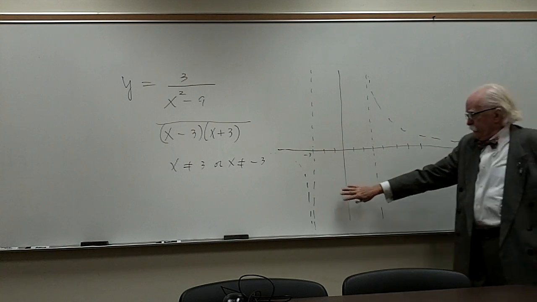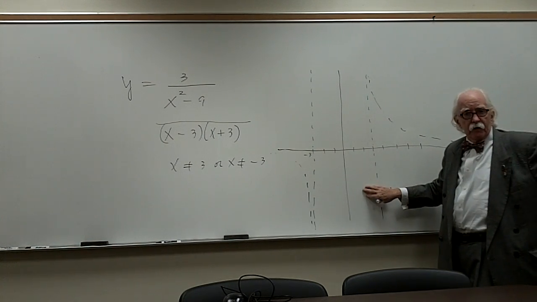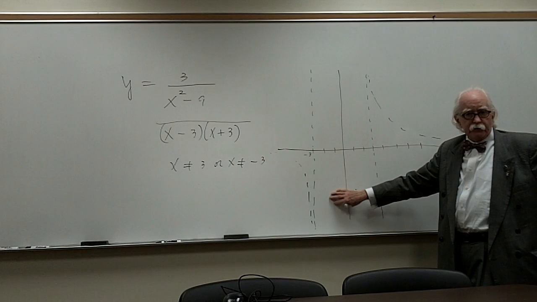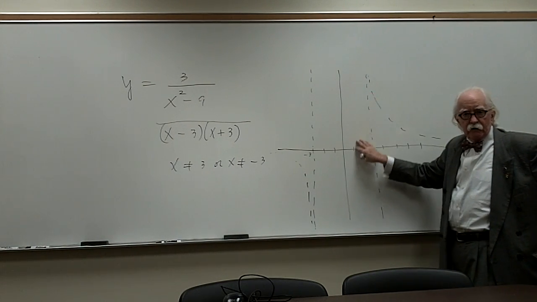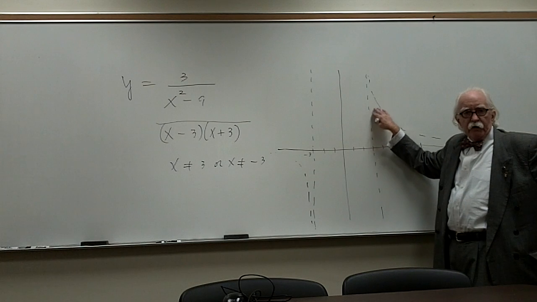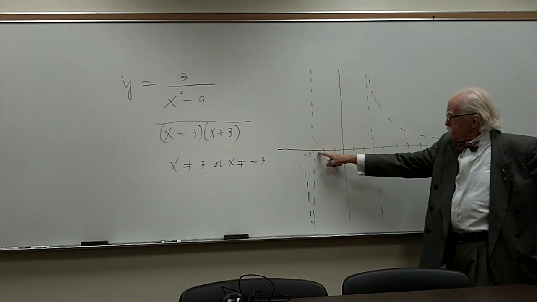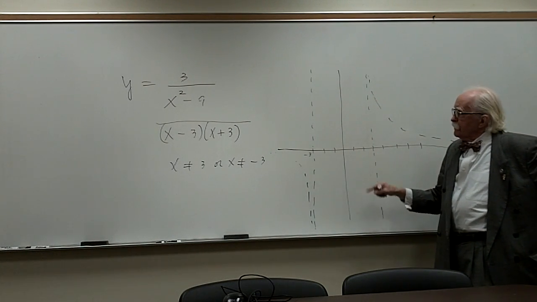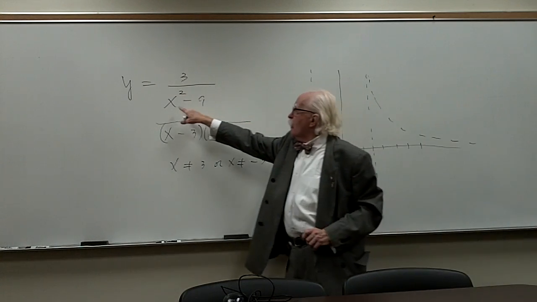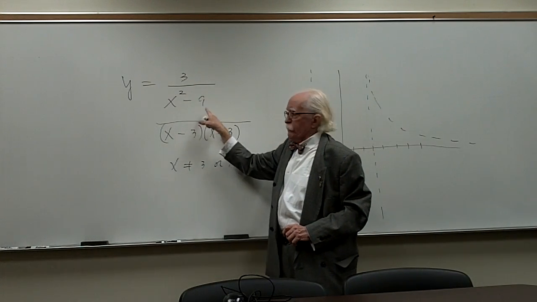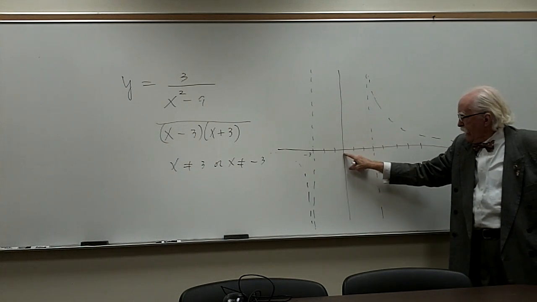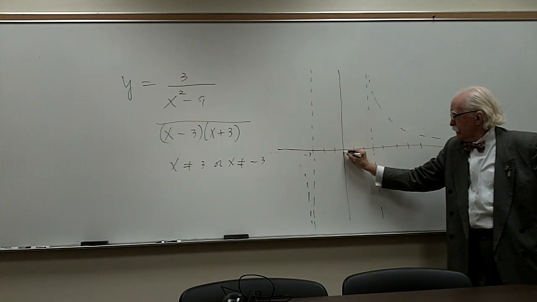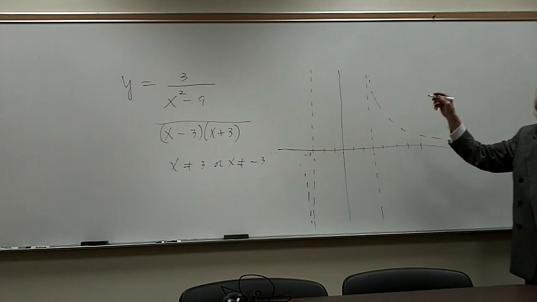Now, how do you determine what's going to go on in here? You have to plot some points. Just plot a couple of points. You'll start to see a picture of what it looks like. You can plot 3 or 4 points using the numbers in here. For example, 0. That's what? That's a minus 1/3. 0 is a minus 1/3. Right there.